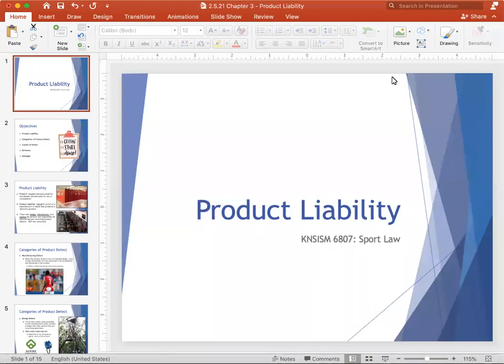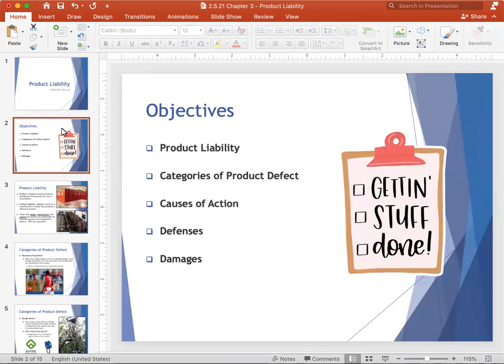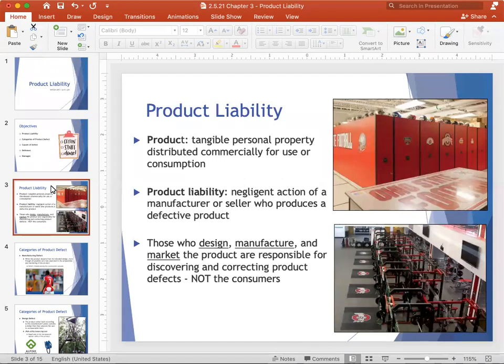This lesson will focus on product liability. In this lesson, we will define product liability broadly, discuss the different categories of product defect that could give rise to liability, talk about the causes of action a plaintiff could file if injured by a product, as well as the defenses a defendant could argue, and then discuss the damages that may be awarded if a defendant is found liable.